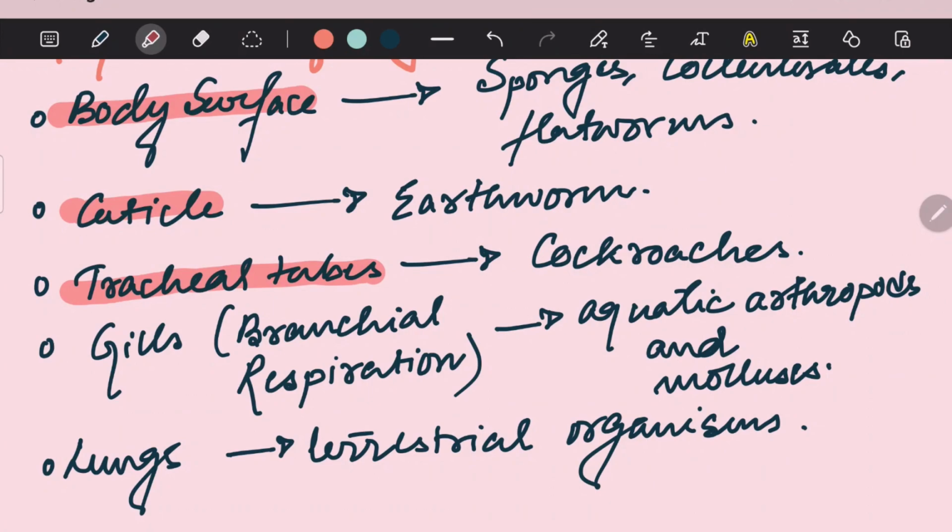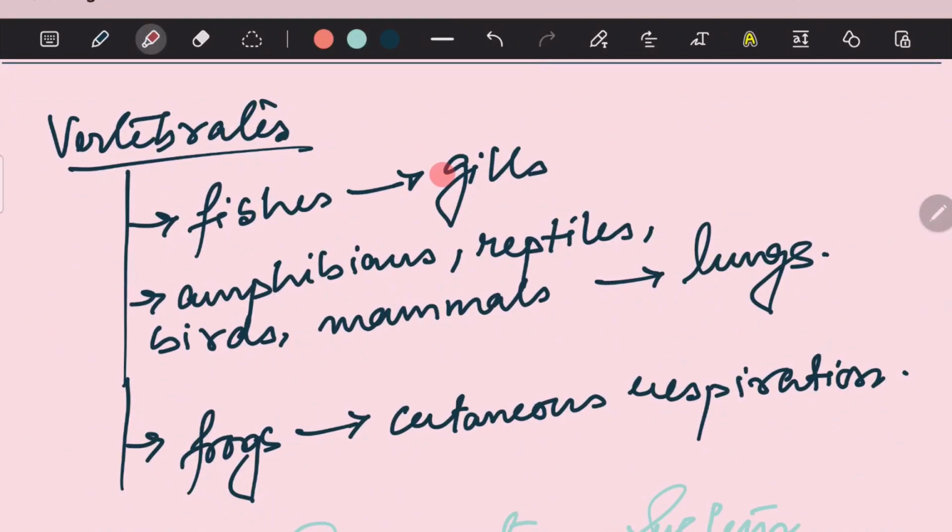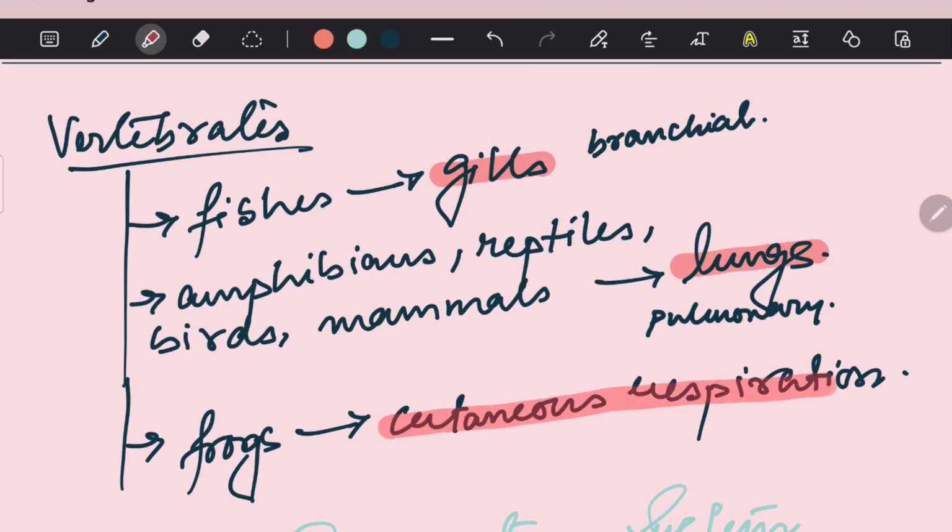Organisms like aquatic arthropods and mollusks perform their respiration through gills, and respiration through gills is also given the name of branchial respiration, much like respiration through skin is known as cutaneous respiration. Now, most of the terrestrial organisms, including us humans, respire through the organ called lungs. If we talk about the vertebrates, fishes respire through gills, which is again branchial respiration. Amphibians, reptiles, birds and mammals respire through lungs, which is given the name of pulmonary respiration. And organisms like frogs also respire through their skin, hence cutaneous respiration.